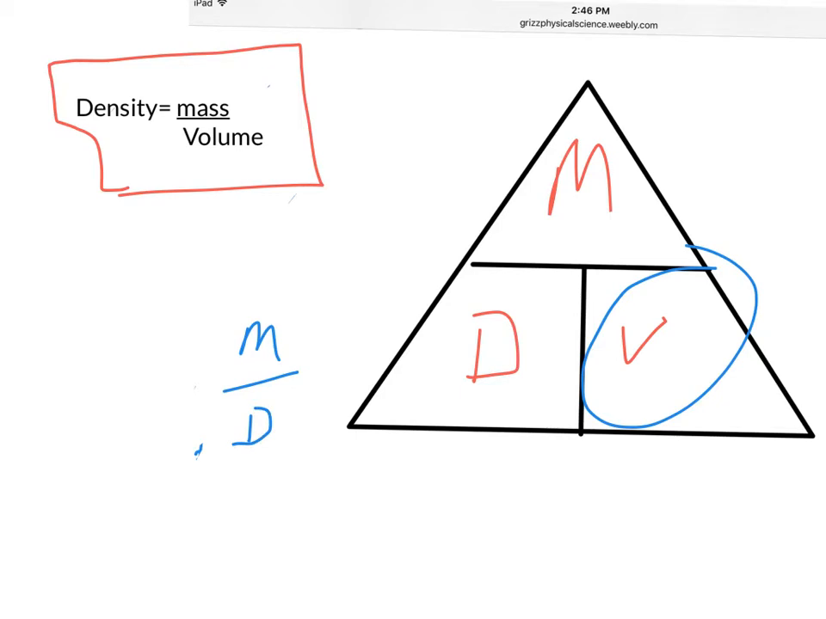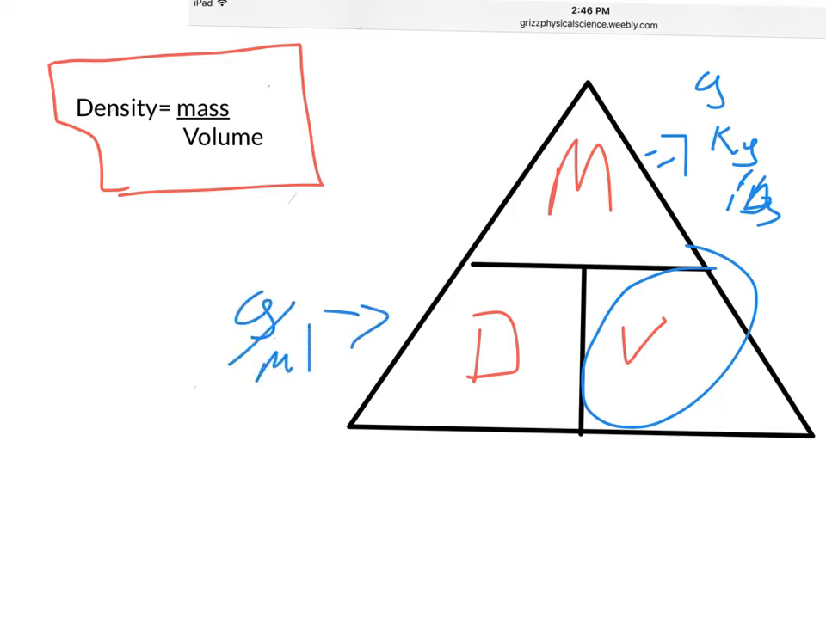Okay, now how are you going to identify what is what? Well, remember that your unit is what tells you what you have. So mass can be grams, it can be kilograms, you can have pounds. Most of the time you're going to use grams for this particular thing. The stylus is not working. Okay, now for density, you have to have two units. You can have grams over milliliters. You can have grams over centimeters cubed.